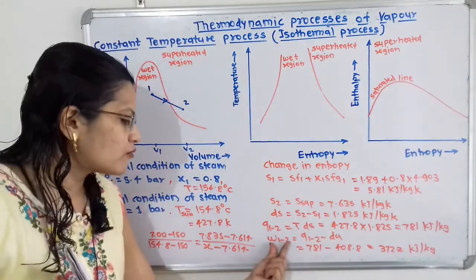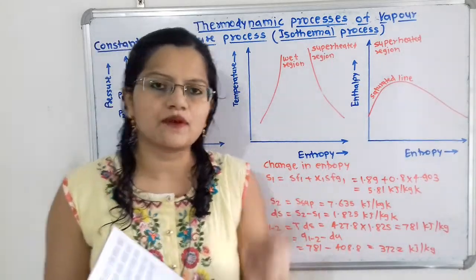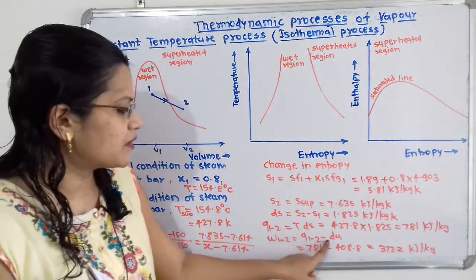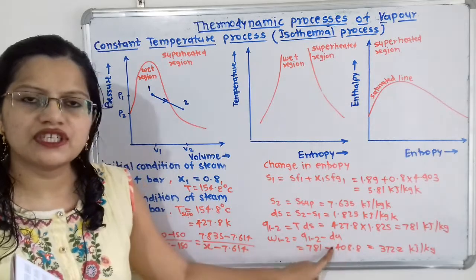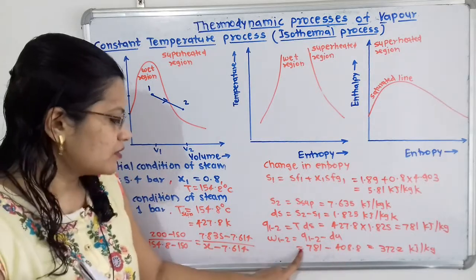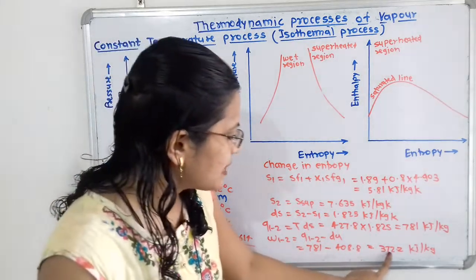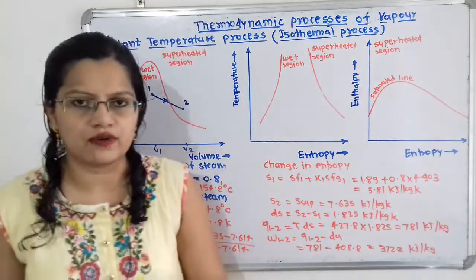Now how to calculate the work done? Work done during the process 1 to 2 is heat transferred minus the change in internal energy du, which we have already calculated. So work done is equal to 372.2 kilojoule per kilogram.